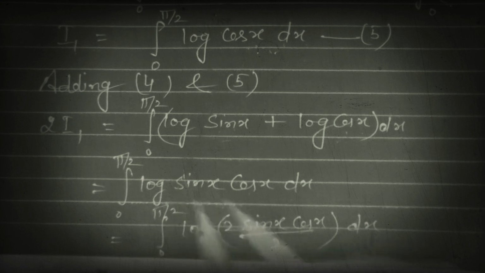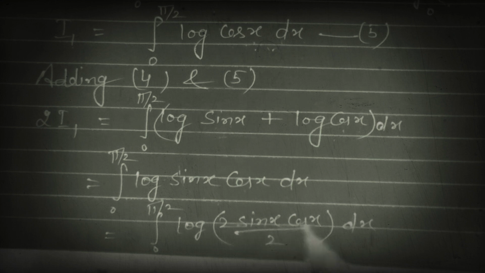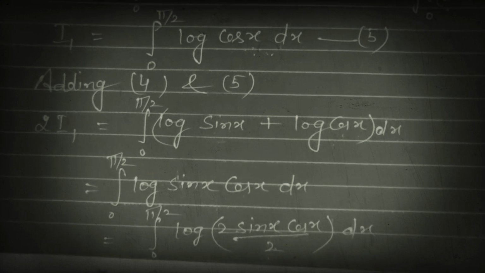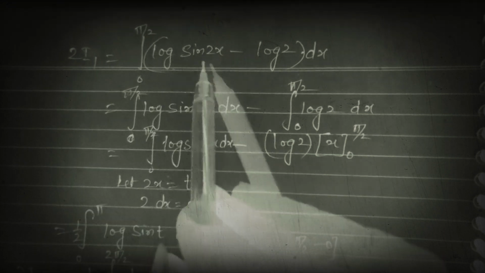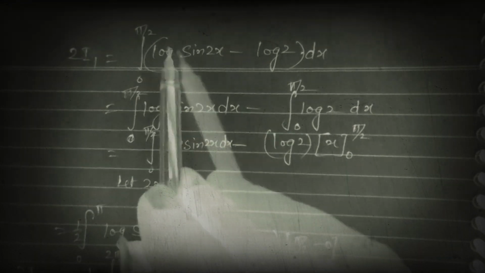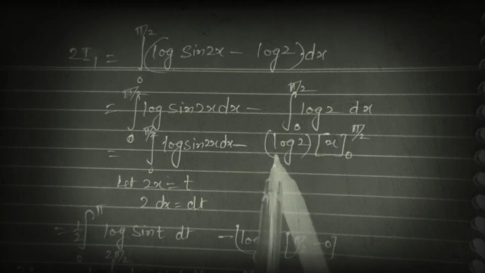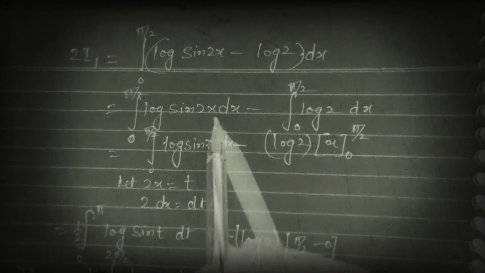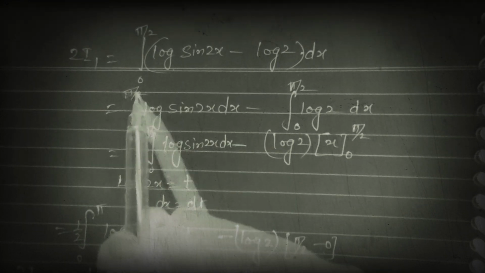If we multiply by 2 and divide by 2, it will be 2 sin x cos x, which is sin 2x, upon 2. Then we will separate these. Log of m upon n we can write as log m minus log n. So look at this, log sin 2x minus log 2, integration of these, limit is 0 to π/2. We can separate these. Log 2 is a constant, so we take it outside, with integration of dx, limit 0 to π/2. This is log sin 2x, and we have to find the integration of this, limit 0 to π/2.